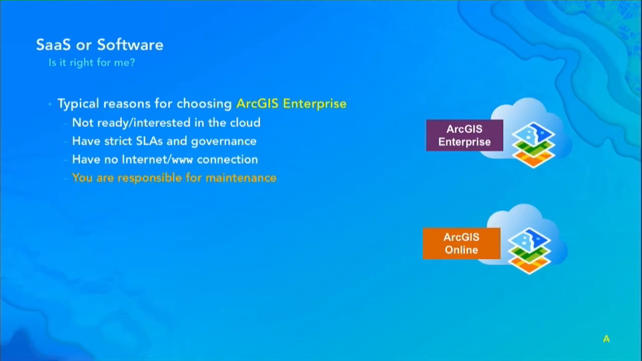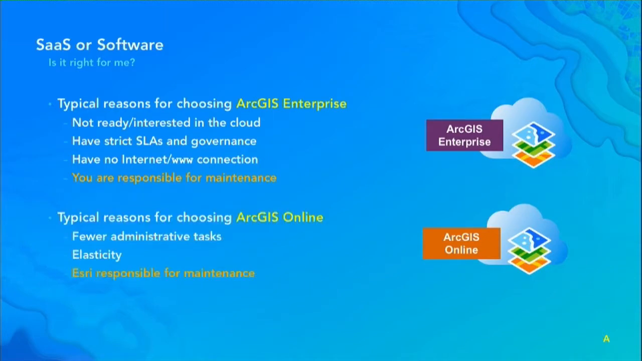So which one should people use? There's a whole session that's dedicated to just talking about those options, but if you had to distill it into one brief slide, typically you'll use ArcGIS Enterprise if your organization's not ready to move to the cloud, and you want to host the software on premises behind a firewall, because you have strict governance requirements, you have SLAs, or you may not have an internet connection that goes beyond your firewall, and you need everything local.